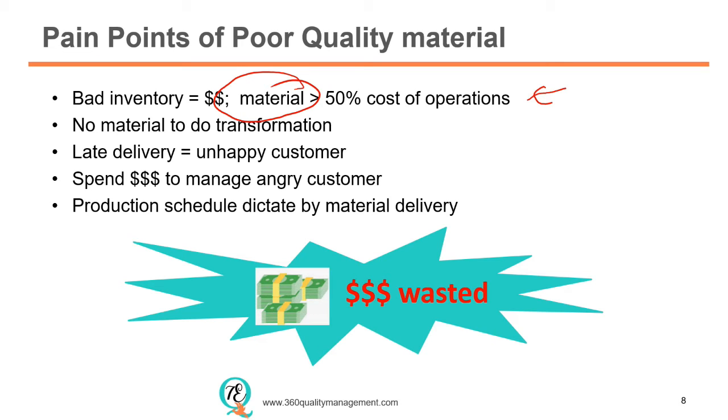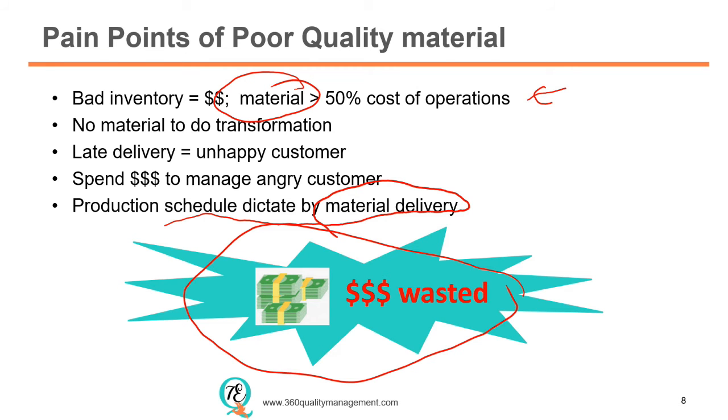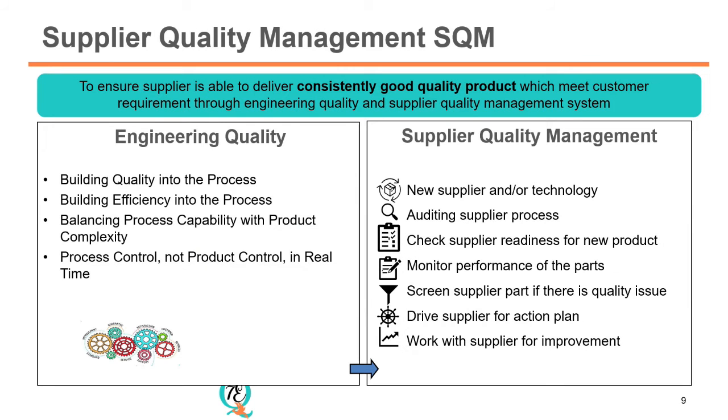And then you will spend a lot of money to manage your angry customers, and production schedule, which is actually detected only by material deliveries. Money will be wasted. In supply quality management consists of quality engineering and also supplier quality management.